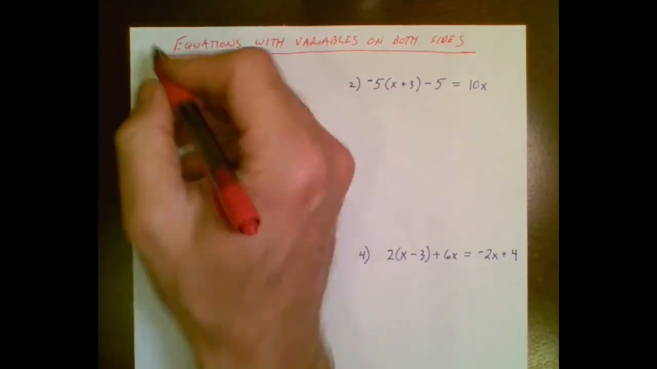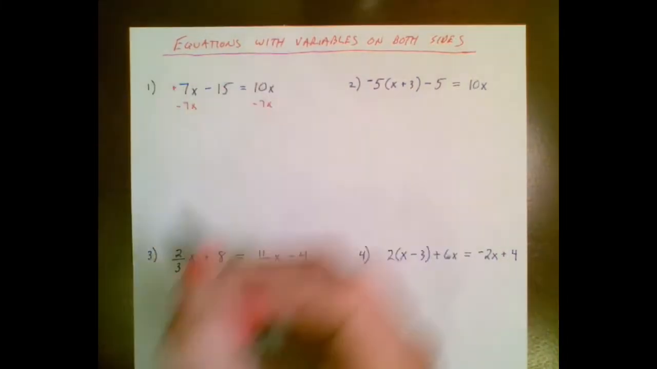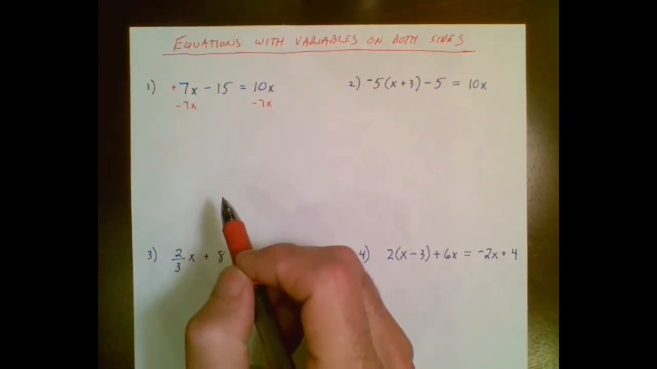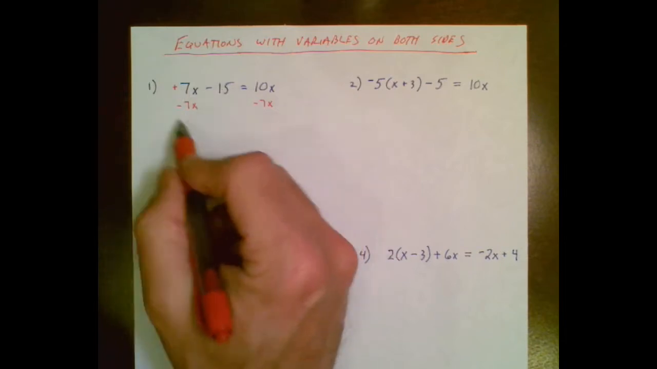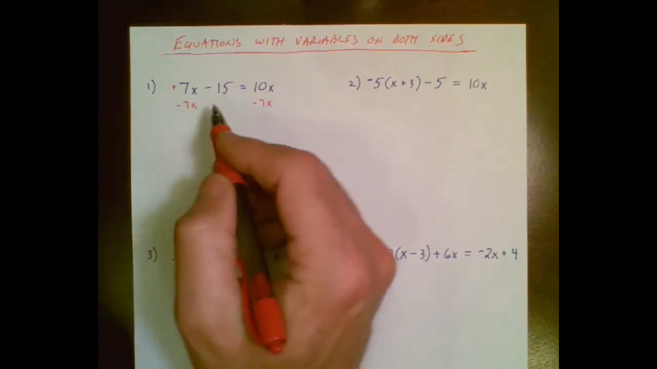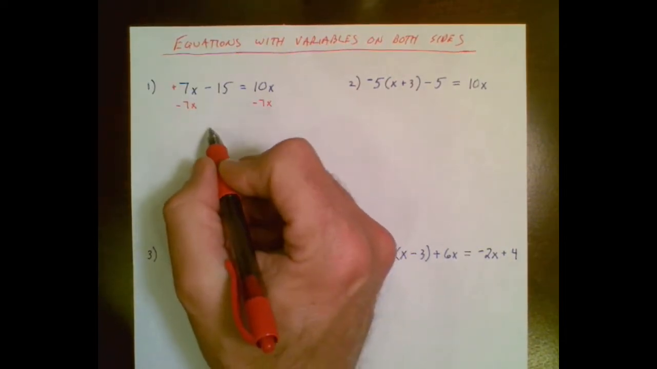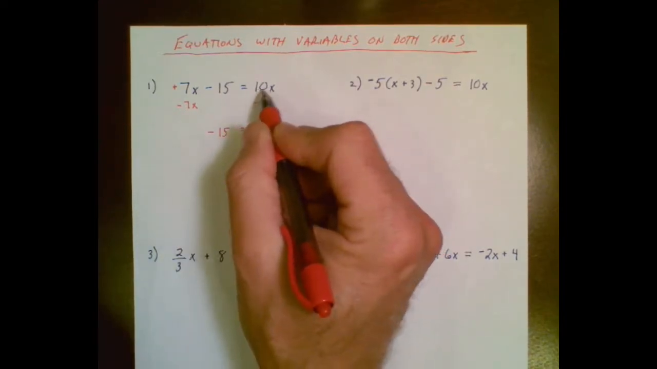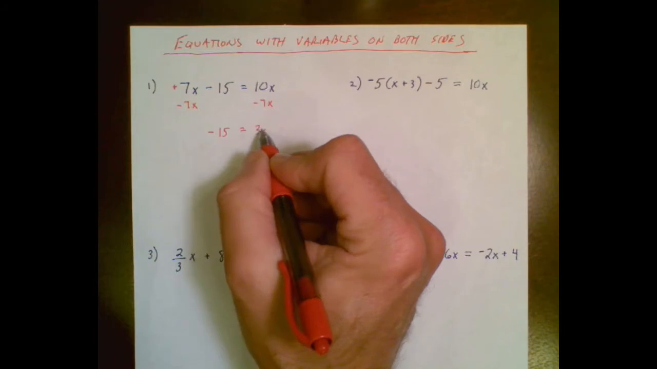To move a positive 7x, and remember there's a positive sign there, I subtract 7x, I subtract 7x. Now when I do that, if I look at the left-hand side, these add to 0, or subtract to 0, so I'm left with a minus 15, and a 10x minus 7x is a 3x.